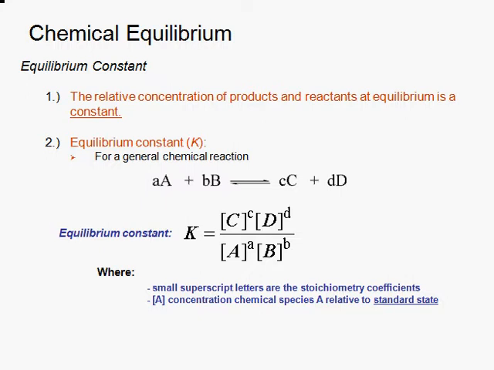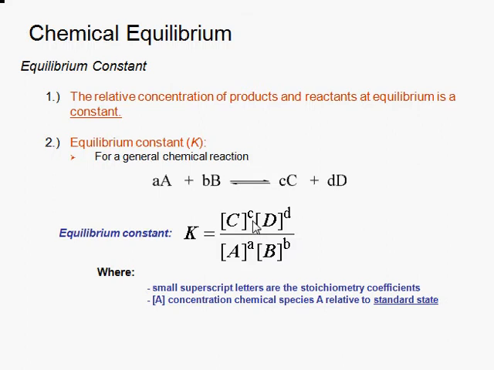Let's start with the equilibrium constant. The relative concentration of the product and the reactants at equilibrium is constant. The equilibrium constant, which is represented by K, for a general chemical reaction. Let's see, this is a general reaction. So how do we find the equilibrium constant? It is nothing but the product upon reactant.